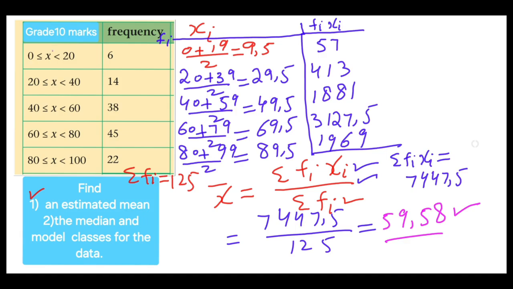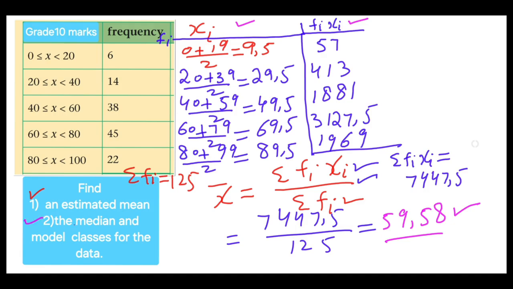If they give you a table with class interval and f, you can find the estimated mean by calculator or by calculation. But if they give you the table xi and also provide the fi xi column, now they give you these two columns, obviously you have to show the calculation. You have to find the estimated mean by calculation.